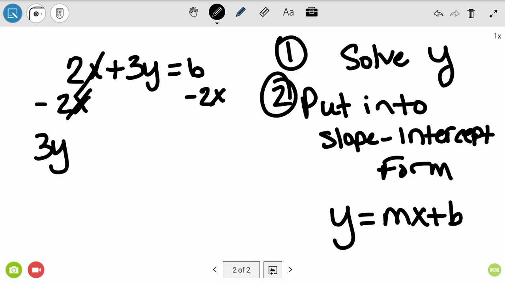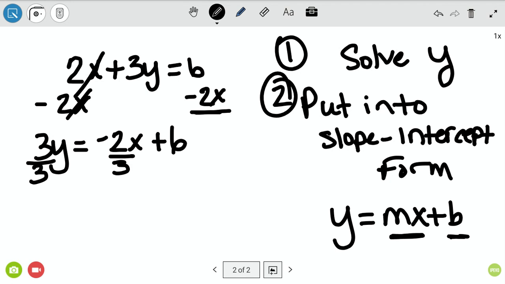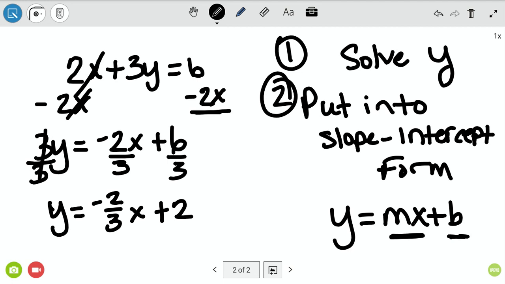And then we got 3y equals, and then order matters. Since mx comes before the b, my negative 2x is going to come first. And then my plus 6 is going to be written second, because you always want to write your x value before the plain number. And then we want to keep getting y by itself. So we're going to divide each term individually by 3. And we get y equals negative 2/3 x. And the positive 6 divided by positive 3 is positive 2.